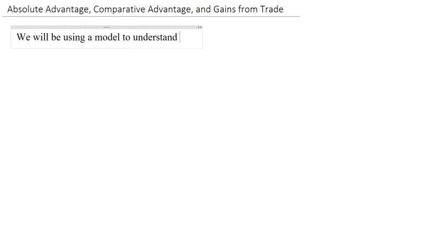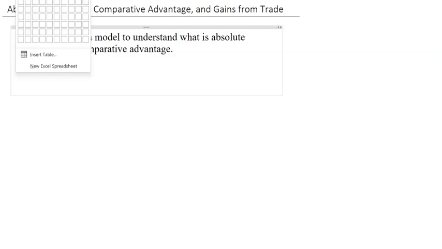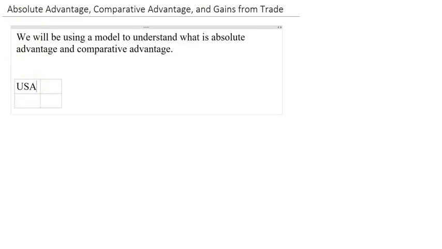So before we start, as I've said, we will be using a model to understand what absolute advantage and comparative advantage are. For this, let's assume we have two countries. Let's say we have the USA and we have Canada.